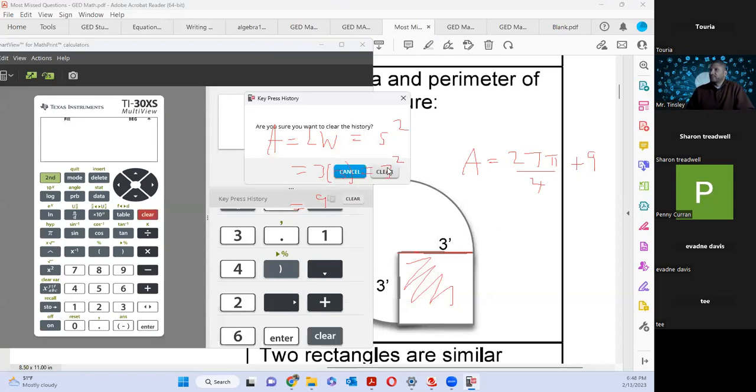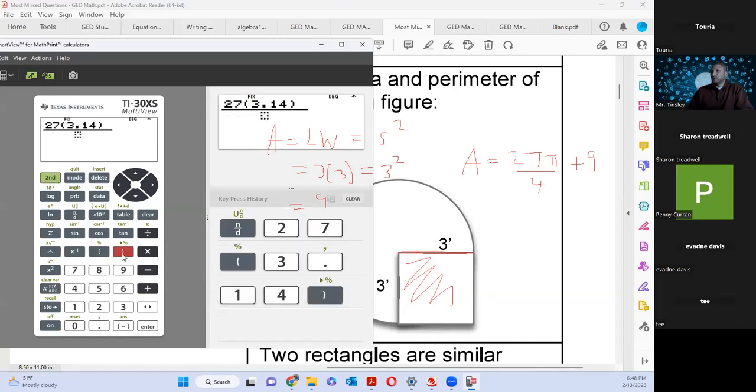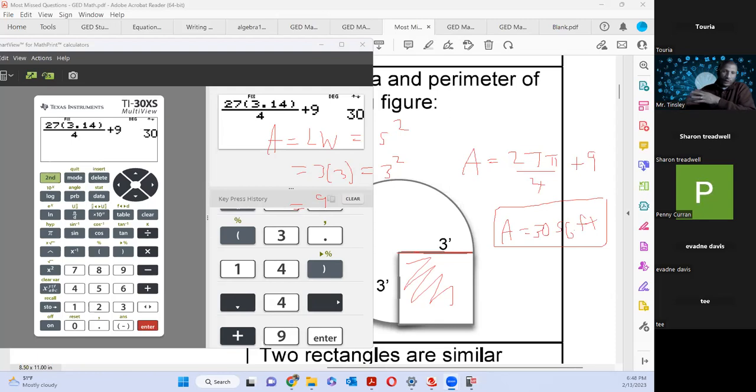start with small steps. So 2nd, 27 times 3.14 over 4 plus 9. You want to use your calculator for almost everything to do your calculations. So your area is 30 square feet. Okay. So usually you don't have 3/4 of a circle. Usually if they give you a circle, it's either a whole circle or a half circle.